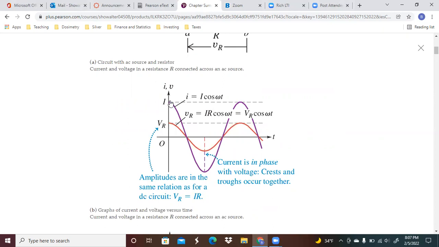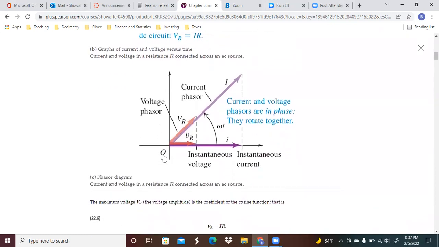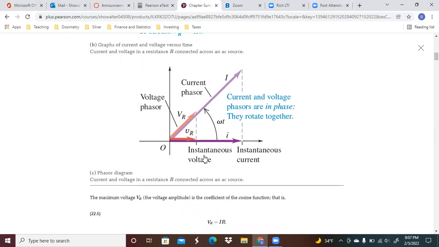With the amplitude of the current, here we can see that since these two are in phase with each other, they peak and they trough at the same time. You can see the phasor, and seeing as V sub R and I are in phase with each other, these changes in the instantaneous values are going to shorten and point in different directions at the same time. The only difference here is the magnitude.